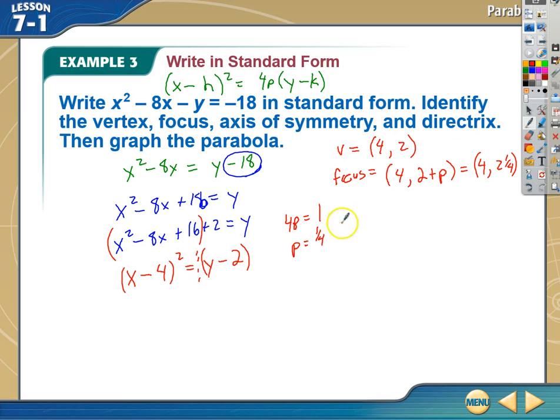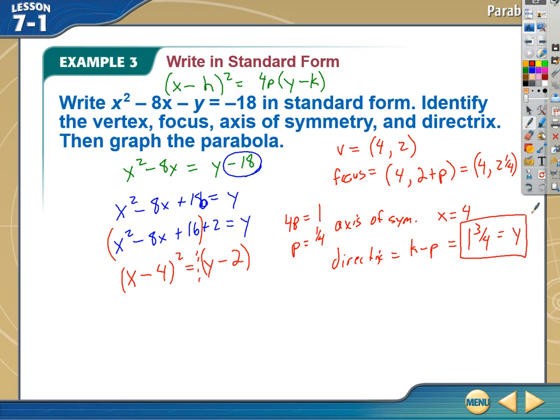My axis of symmetry. Again, for this up and down one it is x equals h. In other words, just what the vertex is. So x is equal to 4. And my directrix, again, this is what's going to change, is now going to be k minus p. And so k minus 1/4, or 2 minus 1/4, is equal to 1 3/4, is equal to y. That's my directrix.